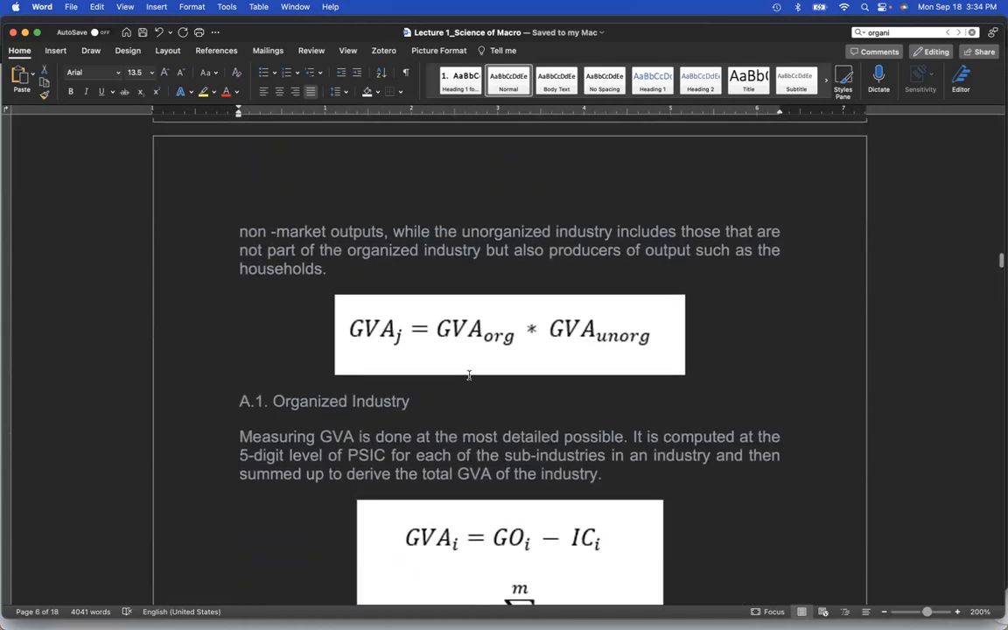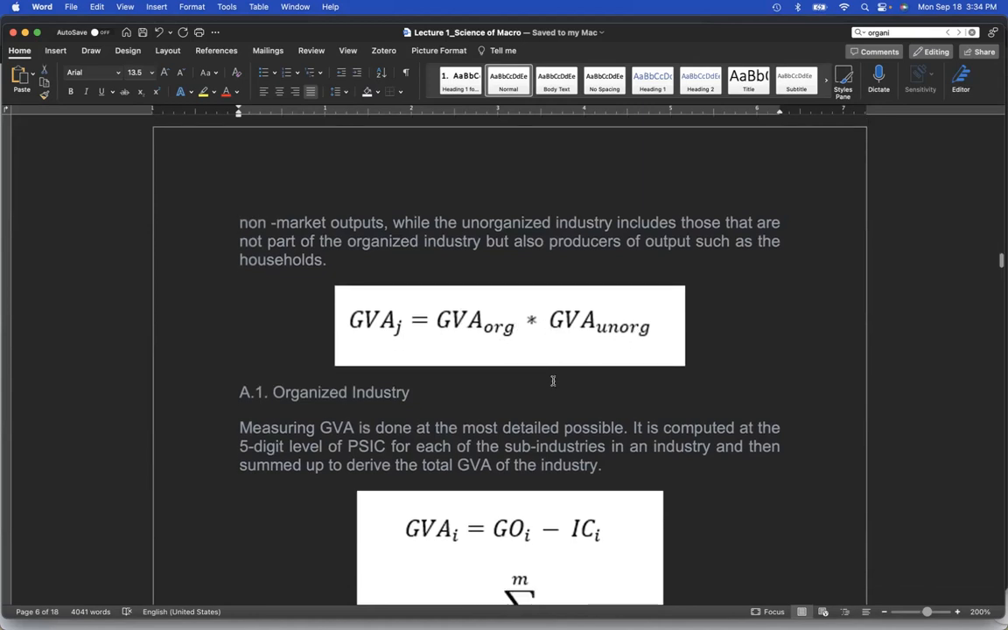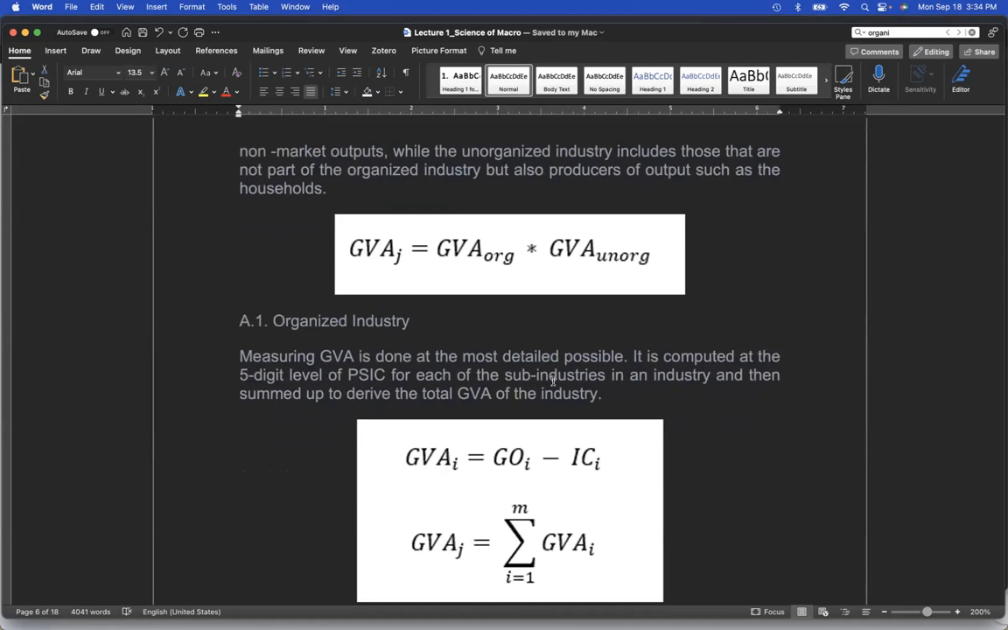So in the end, it's a GVA org, GVA non-org. Ito yung computation niya for the GVA, okay? Which is sort of an average of the GVA org and the GVA non-org. So when you're multiplying these two numbers together, it's sort of an average of them both.